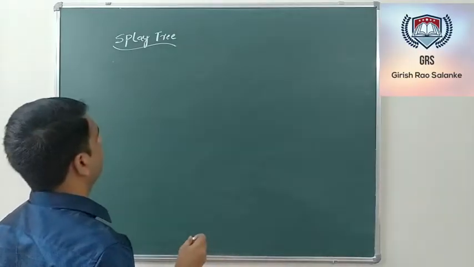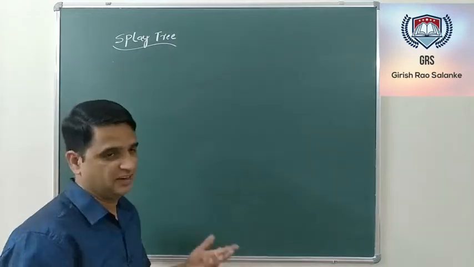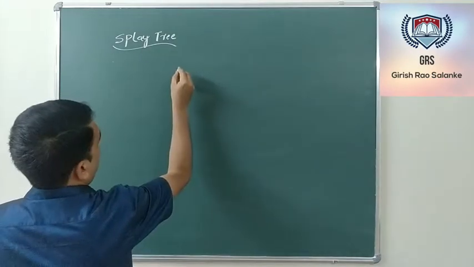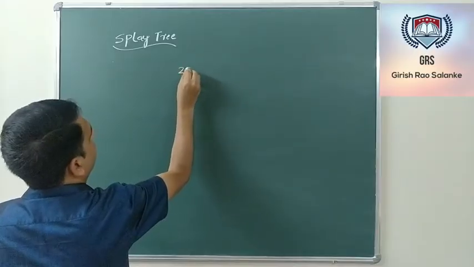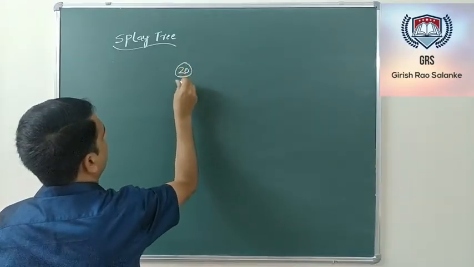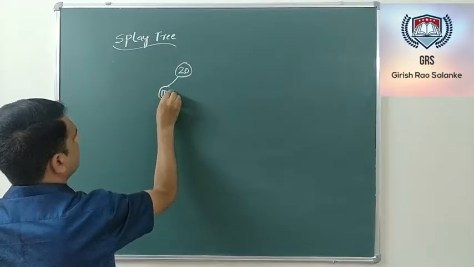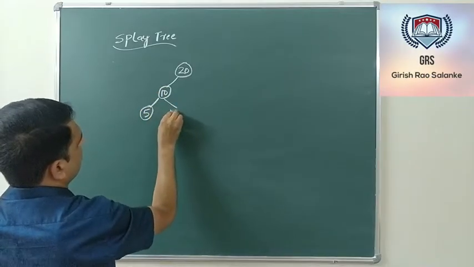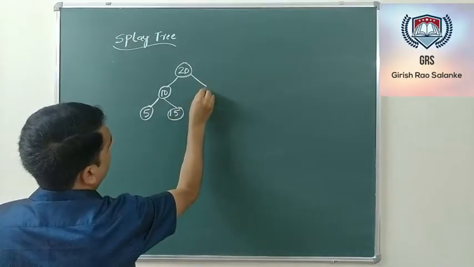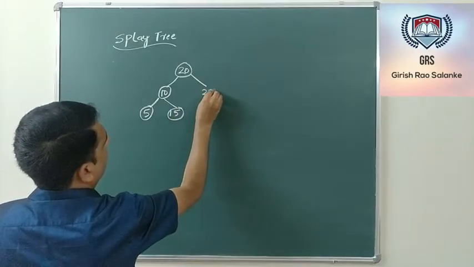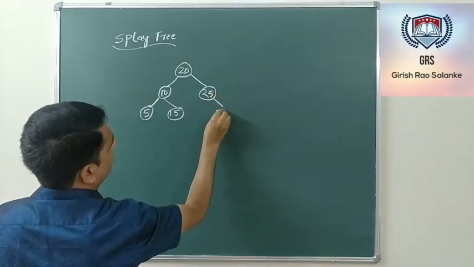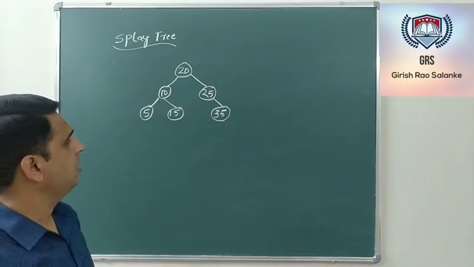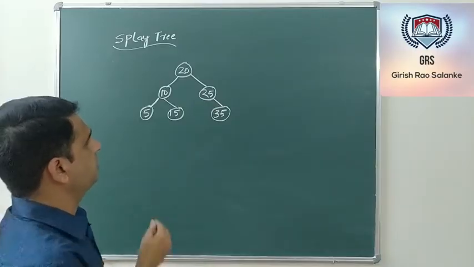First, let me take an example of a binary search tree, because a splay tree is a binary search tree. Let me take a binary search tree with root node as 20. I will have the left child as 10, 5, 15, 25, 30. Now, assume that this is my binary search tree, and I need to perform a search operation.